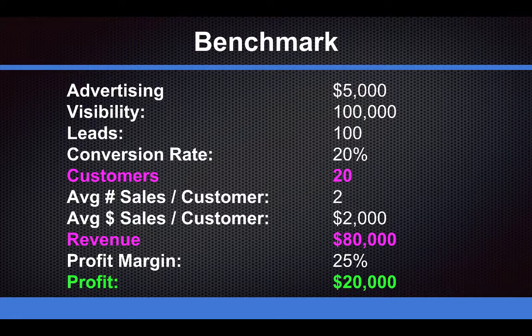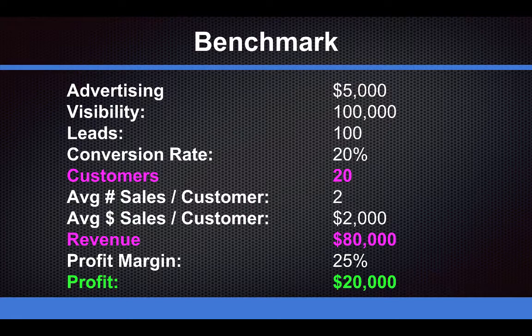All right, so let's look at the benchmark of an advertising campaign. Someone's spending $5,000 on an advertising campaign. That's a lot of money. Depending on your business, it could be a lot, or maybe it's a decent amount of money. And for that $5,000, they're going to get a certain amount of visibility. They're going to get their message out in front of a certain amount of people, prospects. And out of those prospects that they get their message in front of, they're going to get 100 leads. So out of the 100,000 people that they're getting their message in front of, they're going to get 100 leads.